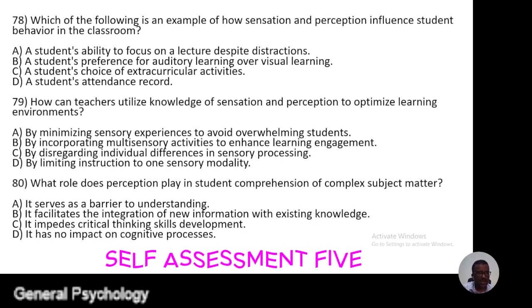The last question is question number 80. What role does perception play in student comprehension of complex subject matter? A. It serves as a barrier to understanding. B. It facilitates the integration of new information with existing knowledge. C. It impedes critical thinking skills development. D. It has no impact on cognitive process.